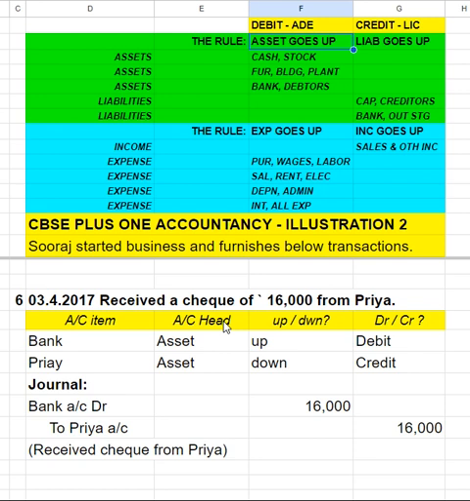So the rule is coming from two steps. First, what is the account head? If it is asset and expenditure, when they go up, you have to debit. So you remember AD for debit, AD. For liability, for credit, you remember LIC. That means liability and income. When they go up, you have to credit. Okay, this is the first rule.